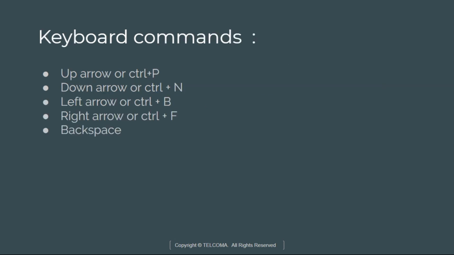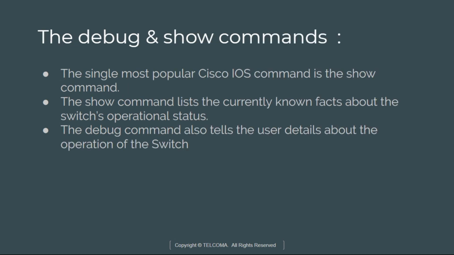Then we have different keyboard commands: up arrow or Control plus P, down arrow or Control plus N, left arrow or Control plus B, right arrow or Control plus F, and backspace. We also have the debug and show commands.